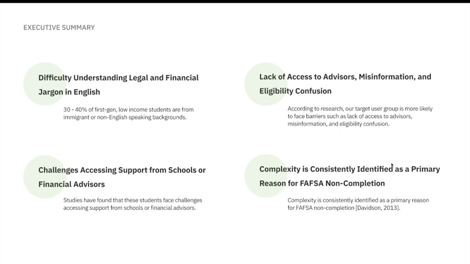One final thing that we noticed is that complexity is a barrier to completion. The detailed questions on the FAFSA regarding income, taxes, and dependency can overwhelm students, particularly those with limited support, leading to high non-completion rates.